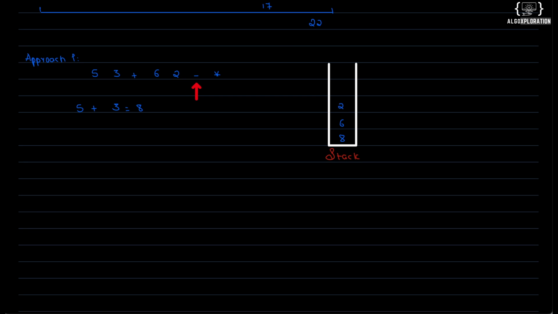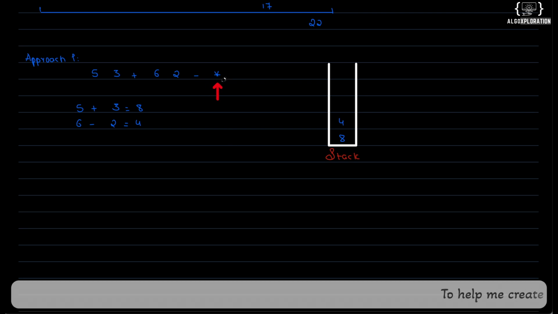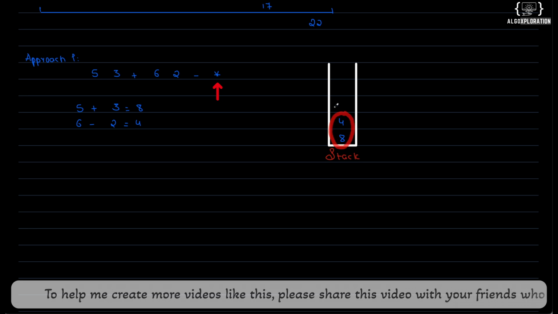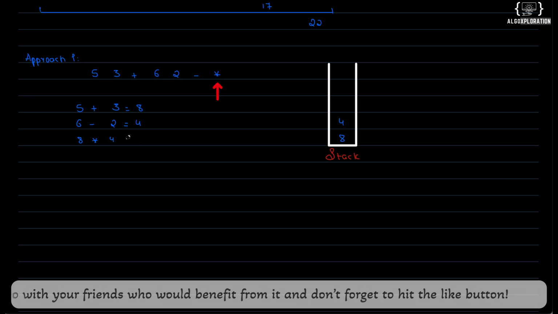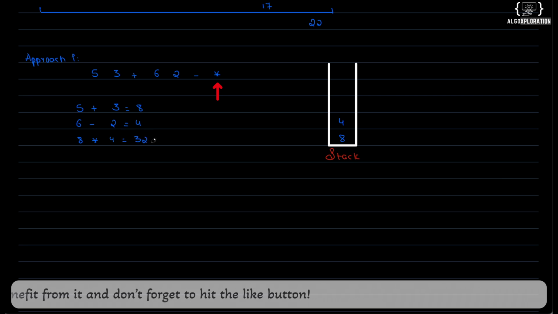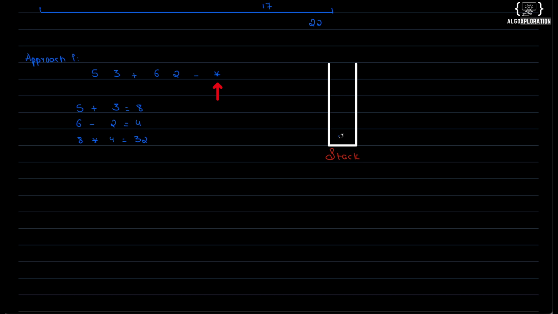Now I need to do minus of 6 and 2. So I'll pop this 2 and 6. Now 2 will be in n2 and 6 will be in n1, and I need to do minus of this. So this will be 4. So I'll push 4 back into the stack. Now there is a multiplication, right? So I'll not push multiplication into it. Instead, I will be taking these two elements. So 4 will be here, 8 will be here, and I need to do multiplication of this. So the answer will be 32. This will get popped, and here 32 will get pushed.